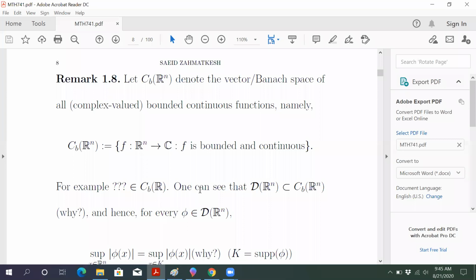Now look at here. We said that we have this. Do you remember D(R^n), the test function space on R^n? It's a subset of C_B(R^n). Why is it like that? D(R^n) means the test function space, right? It means the space of all complex valued functions which are infinitely continuously differentiable with compact support. So this is a subset of C_B(R^n). Why is it like that? So definitely every test function is continuous, right? Okay. Why is it bounded? That is the question. Why is it bounded? Do you have any idea?